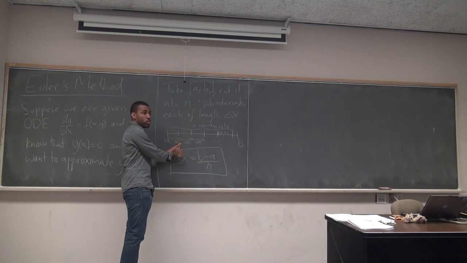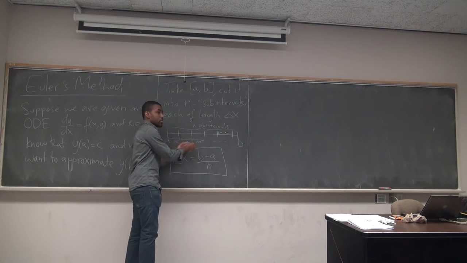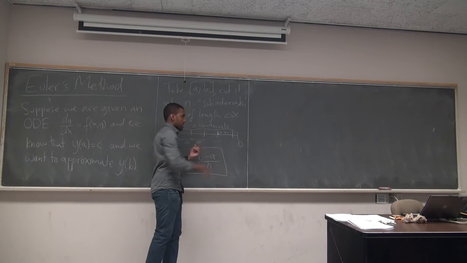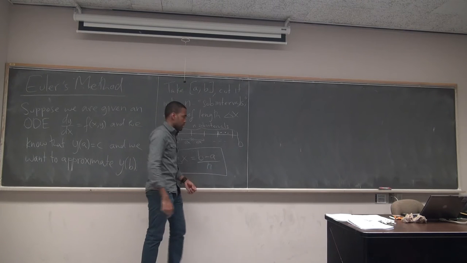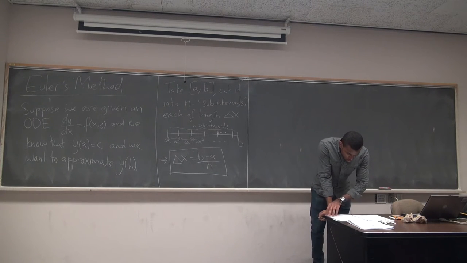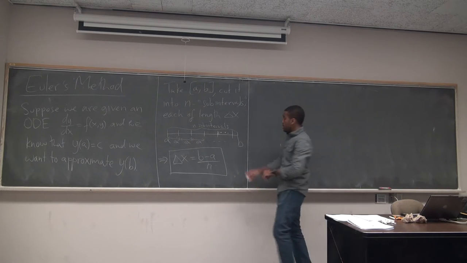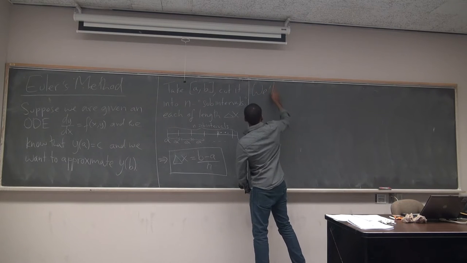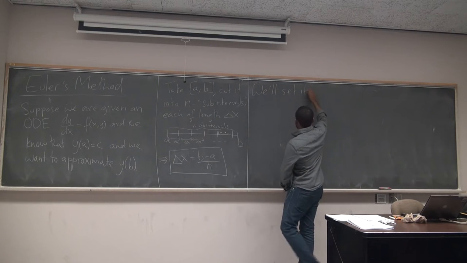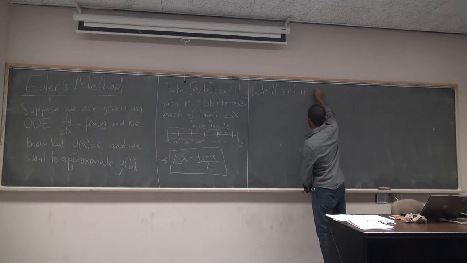Every time I inch forward, I'm using theorem 3.1. What's the y value at the next step? What is it at the next step? And I keep going until I end up here. So that's what we are going to do. We'll set it up in a table. There are many ways to write it down, but the table method is the easiest, I think.